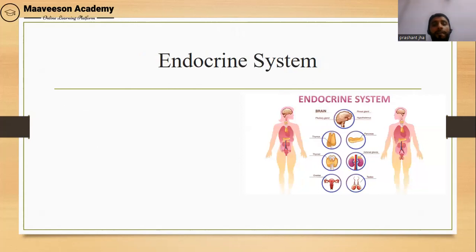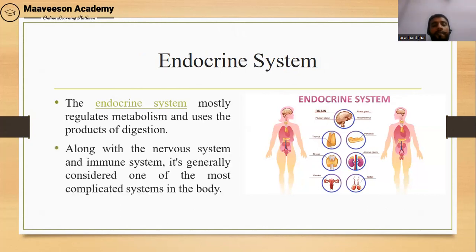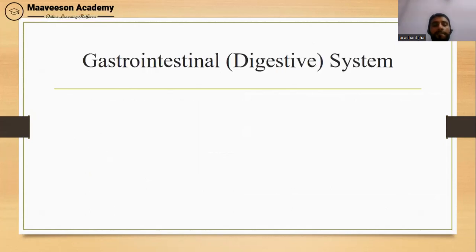Next is a very important system. It's called the endocrine system. The endocrine system mostly regulates metabolism and uses the products of digestion. Along with the nervous system and immune system, it's generally considered one of the most complicated systems in the human body. This organ system includes all the glands that secrete hormones into the bloodstream, including the adrenal, hypothalamus, pancreas, pituitary, and thyroid glands.